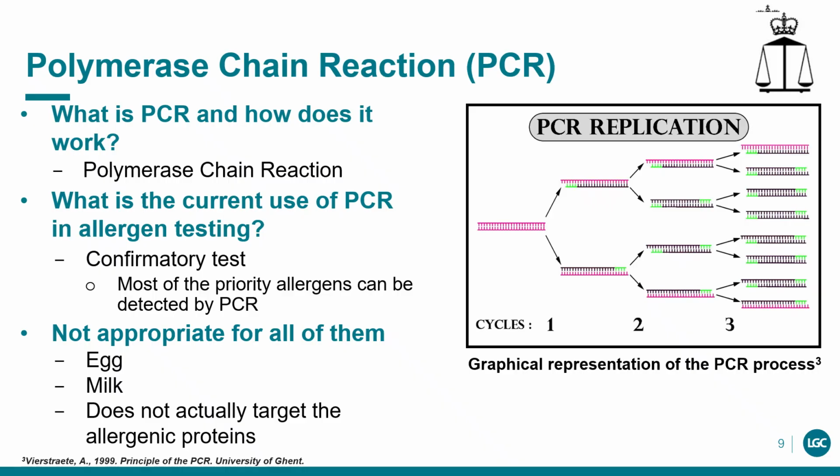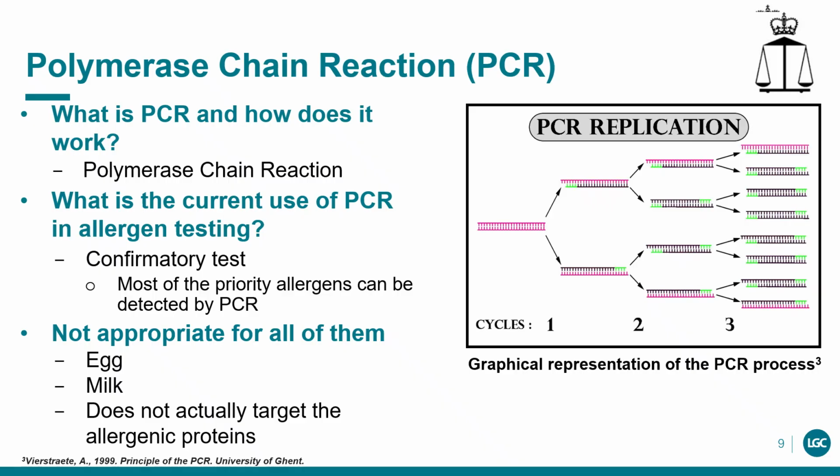PCR may be used with most of the priority allergens, but it is not appropriate for all of them. For example, egg does not contain sufficient DNA to permit its detection without having to resort to advanced and complex PCR methods. In addition, it's not possible to differentiate between DNA from chicken egg and that from chicken meat. Similarly, the DNA from bovine tissue and milk cannot be distinguished, making confident detection of bovine milk with PCR difficult.